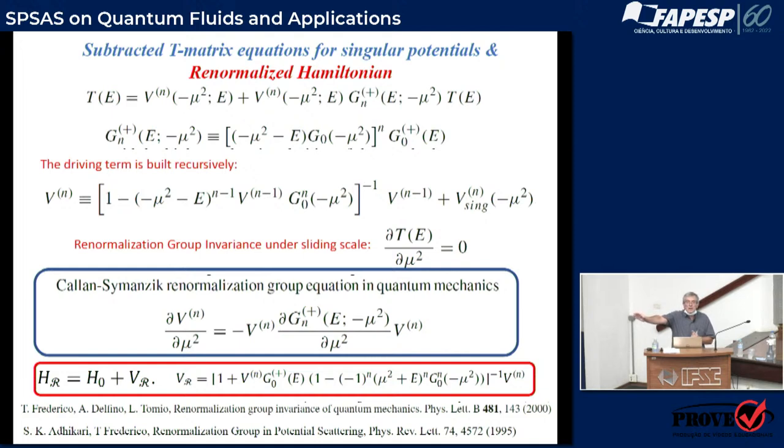And then you could say, according to Weinberg and many others, you can slide this scale. If the scattering matrix, or the transition matrix, should be invariant, this leads to renormalization group equations, in particular the Callan-Symanzik equation. And you can also use the concepts of renormalized Hamiltonian and so on. Now, for those of you that are interested, I put the literature here. This was really created here in our group over many years.